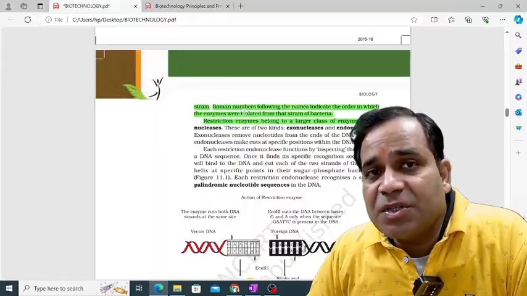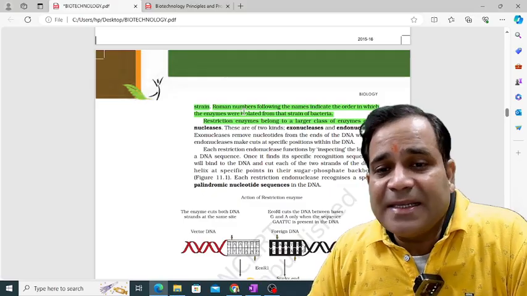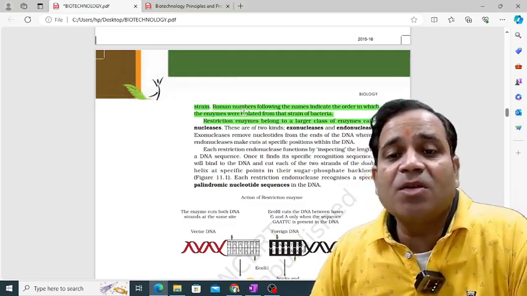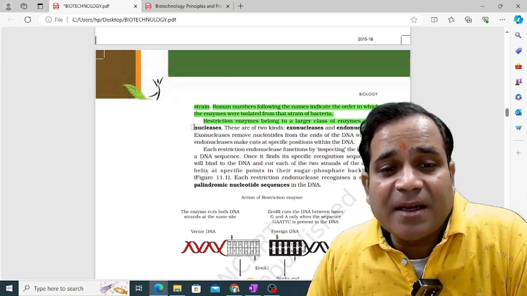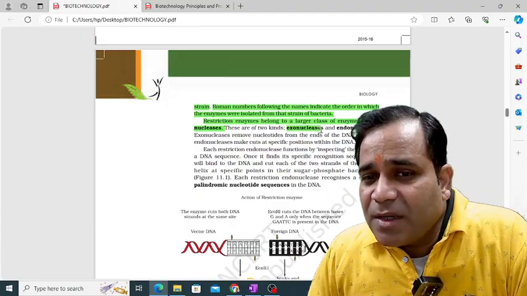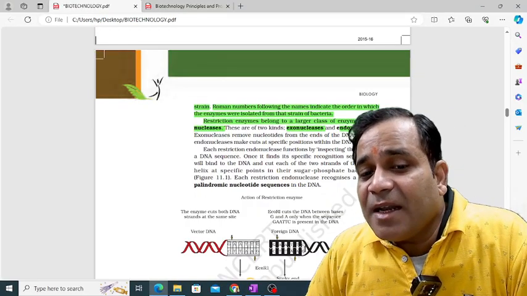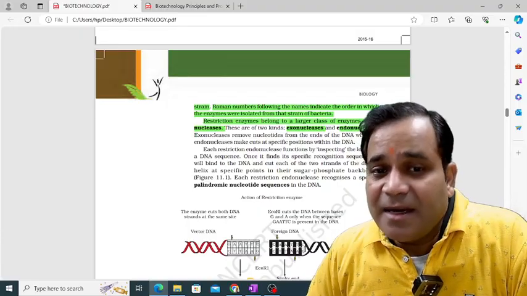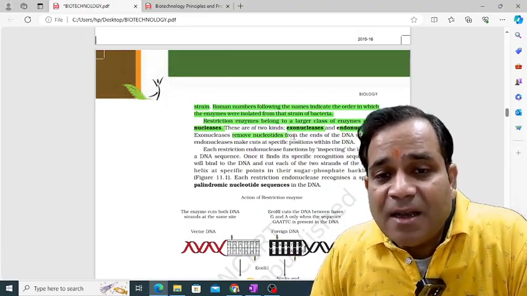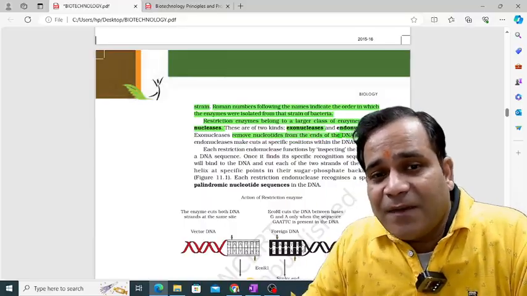So let's see how it is possible, sir. How is it possible to make this restriction enzyme process on a large scale? You know that restriction enzymes belong to a larger class of enzymes, my dear, called nucleases. There are two kinds. One is the exonuclease. The second one is what? Endonuclease. What do exonuclease and endonuclease mean, sir? Exonuclease means removing nucleotides from the end of DNA. What I'm saying? From the end of DNA.